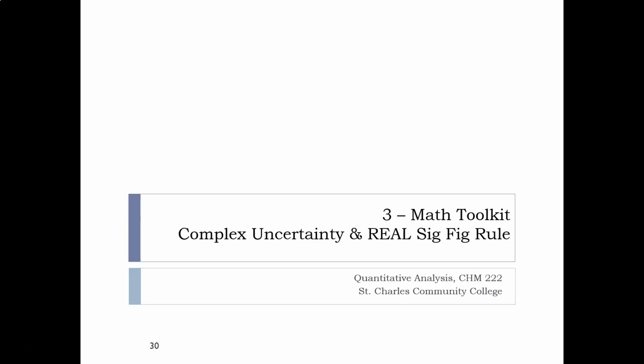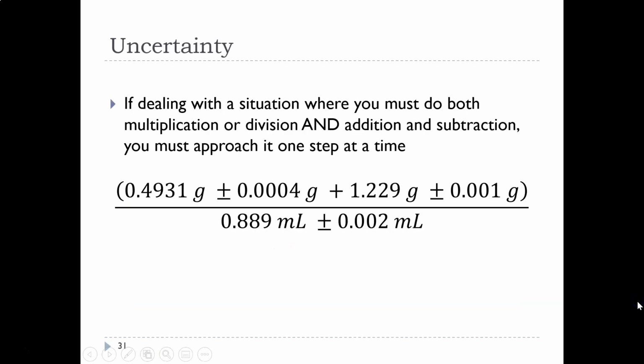So at the beginning of this chapter, and in Gen Chem 1 and Gen Chem 2, you learned sig fig rules that you had to follow for addition, subtraction, multiplication, division, logs, and anti-logs. But those were all a simplification of the real sig fig rules that you weren't ready for. But you're going to be big enough kid chemists now to know the real sig fig rule. So we're going to get there at the end. So let's look at our complex uncertainty problem.